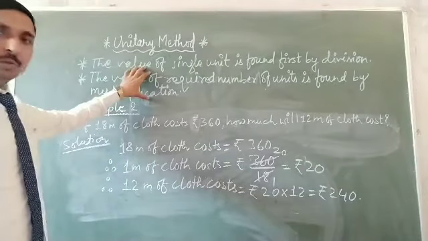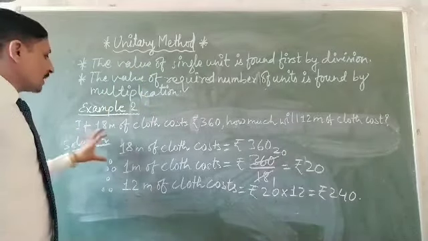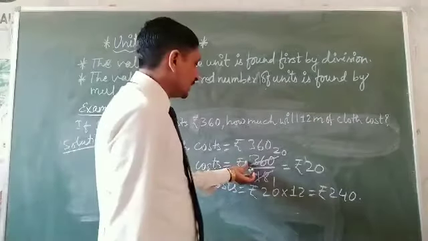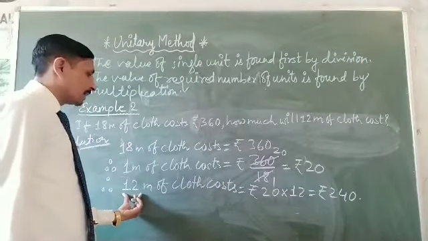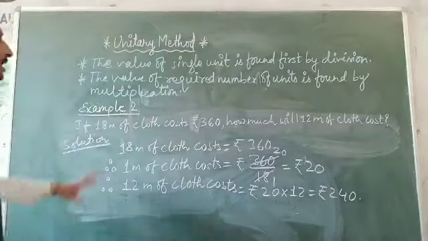So in this way, by using the unitary method, we can easily find the value of a single unit and the required number of units. So what we have to do? We have to find first the value of a single unit by using division. Then we have to find the value of the required number of units by doing multiplication. So the process is the same here.